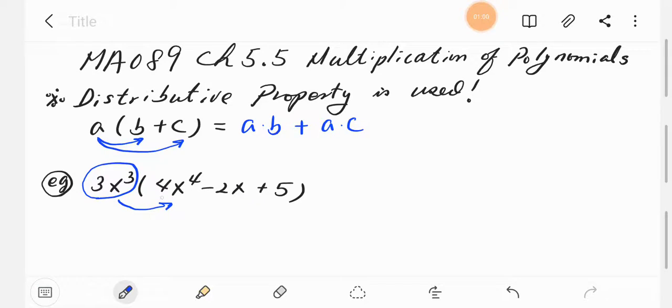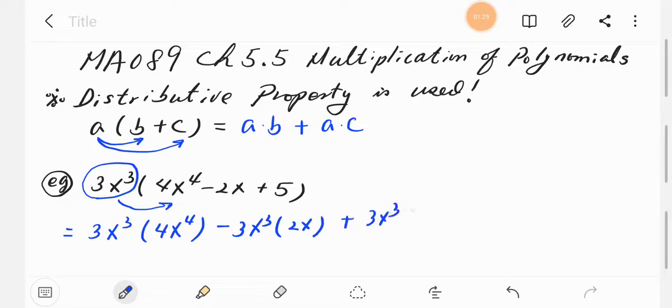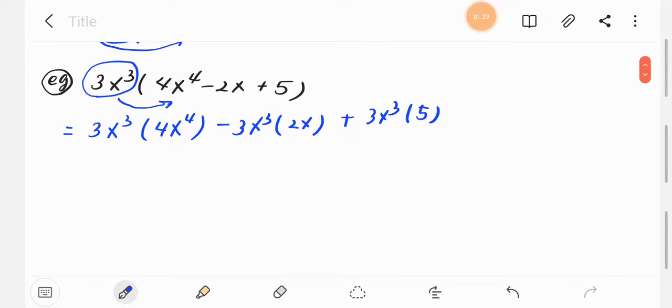So multiply each term inside the parentheses by 3x cubed. So this will be 3x cubed times 4x to the fourth power. And then we have a minus sign here, so put a minus sign. And then 3x cubed is also multiplied by 2x. And then here's a plus, so plus 3x cubed times 5. And then simplify each term.